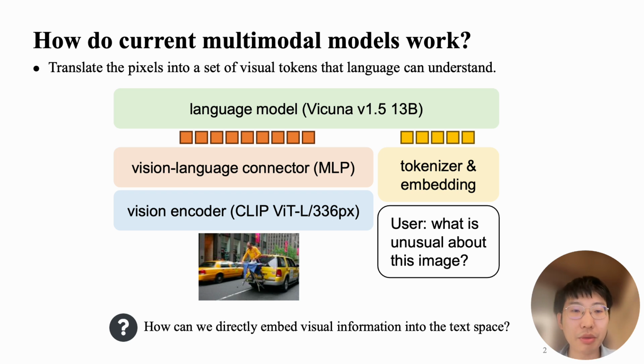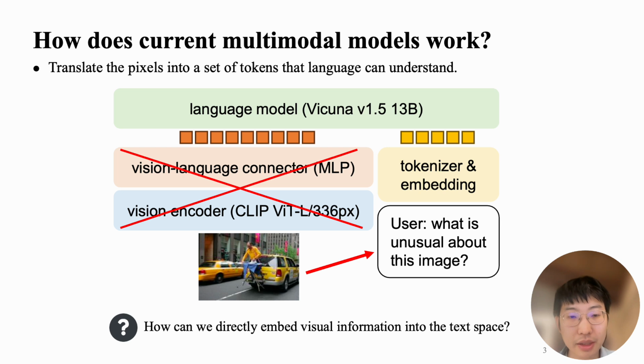Then an intriguing question is, how do current multimodal models work? Most models currently translate pixels into a set of visual tokens, and then the language model can understand the image. As you can see here, this is a classic vision language model architecture, LLaVA-style models. But then, can we really think of a way to directly embed visual information into the text space?